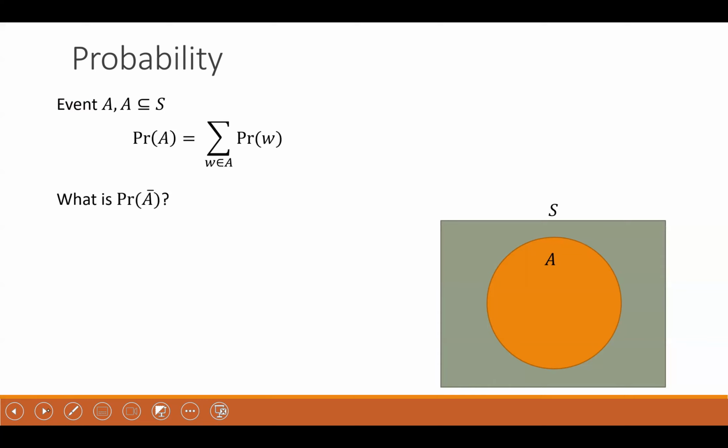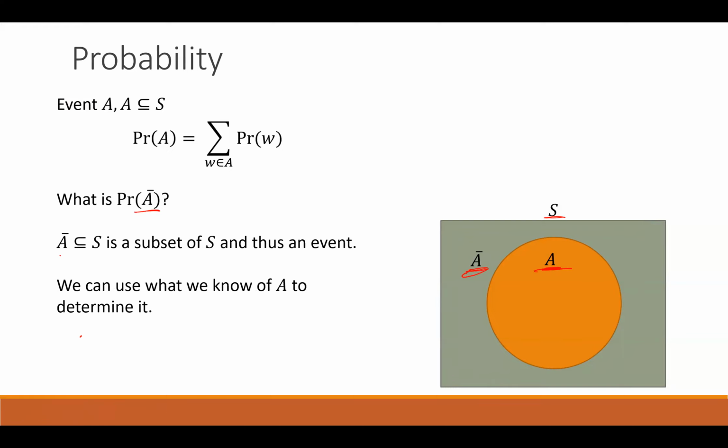What is the probability of A complement? So we've talked a little bit about sets. So we know if we have a set S and a subset A, then if we take everything that is not in A but still in S, we get A complement, right? So we can determine this probability. So what would it be? Yeah, 1 minus the probability of A, right? So everything in S has to sum up to 1. So if I want the probability of A complement, I'm simply going to be subtracting the probability of A.